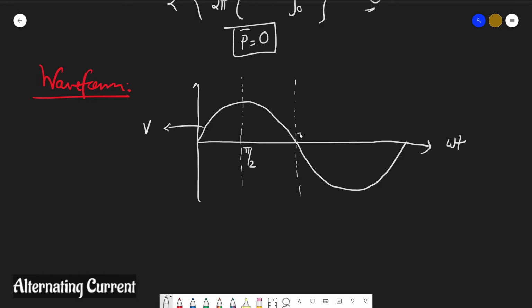This is nothing but pi. This is nothing but 2 pi. This is 3 pi by 2, and this is nothing but 2 pi.